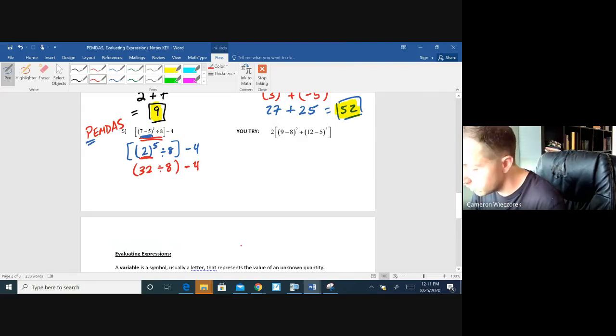And then I have -4. Still working with the parentheses. This is our last step of the parentheses. 32 divided by 8 is 4. And then I subtract 4. And what's nice is I get to skip the exponents, the multiplication, the division, the addition, and I'm just left with subtraction. So 4 minus 4 would be 0.